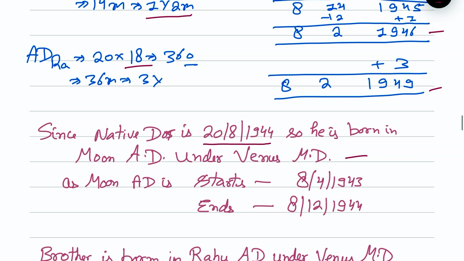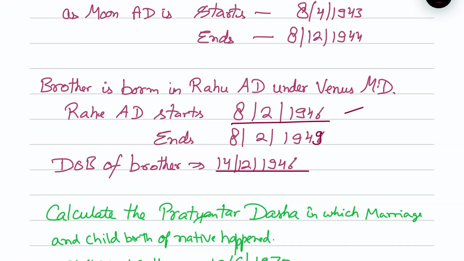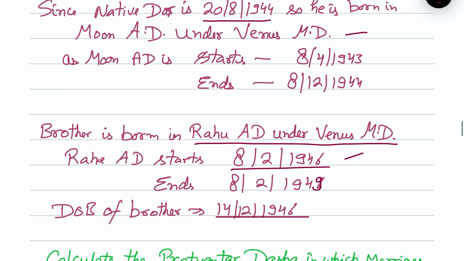The brother was born in Rahu Antardasha because the brother's date of birth is 14/12/1946 and Rahu Antardasha started at 8/2/1946 and ends at 8/2/1949. The brother was born in Rahu Antardasha under Venus Mahadasha. So this is the Antardasha calculation. In the exam, we have to solve till the Antardasha where our event lies.